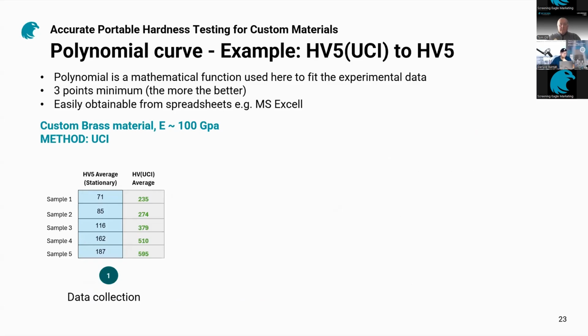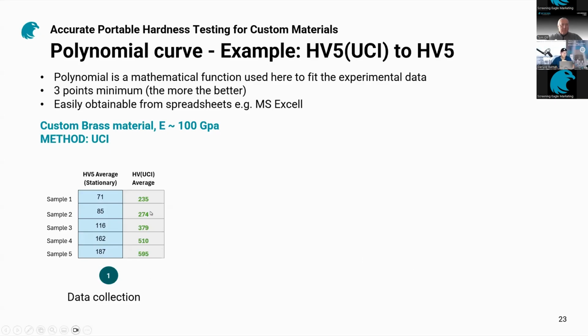In this example, which is a custom brass material with approximately 100 gigapascal Young's modulus, measured with UCI and measured with stationary Vickers, you will have a set of, in this case, 5 specimens. What you see here, for example, is that this value differs significantly from this one. And based on the beginning of our webinar, this is to be expected because the Young's modulus is completely different. Similar results you would have measuring aluminum, titanium, and any other non-standard material which falls outside of this default calibration.